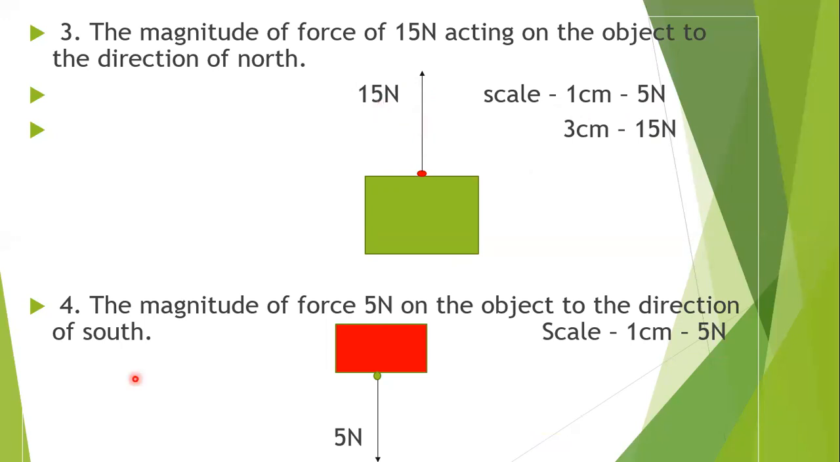Fourth example, the magnitude of force 5 Newton on the object to the direction of south. Object here, and point of application represented by a dot. Length represented magnitude. When we are representing length, you can write scale, 1 centimeter represent 5 Newton. So you should draw 1 centimeter line here. Arrowhead represent direction. Then you have to write 5 Newton here.